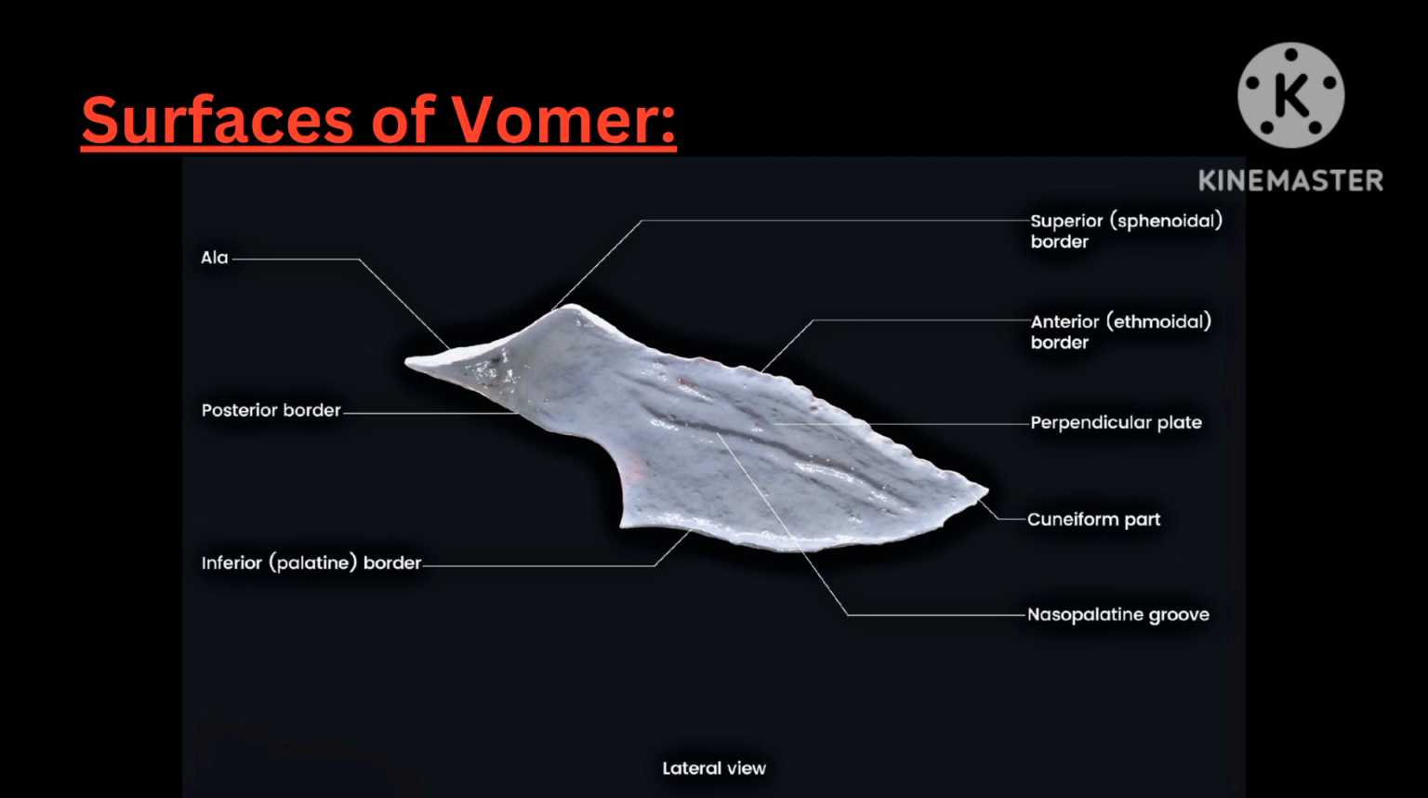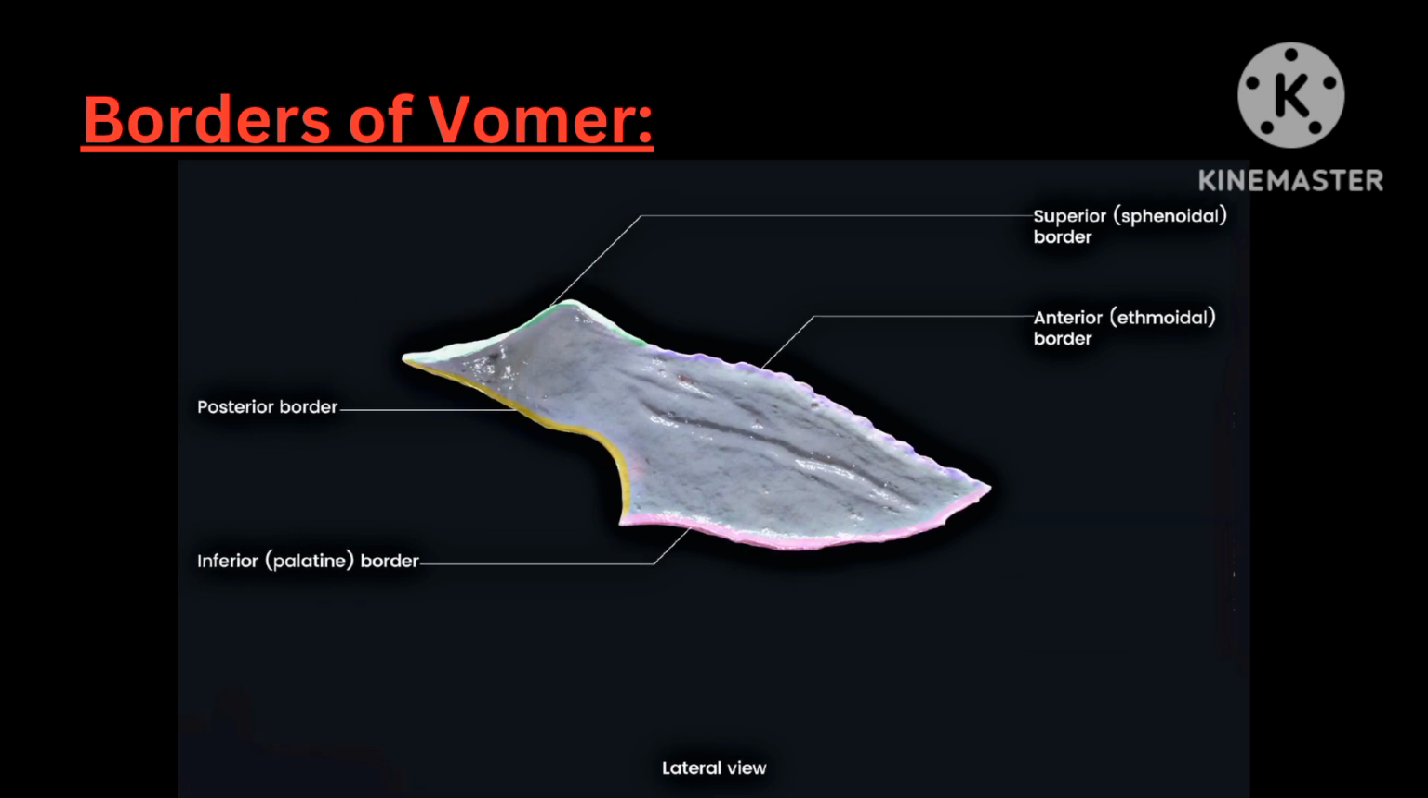The vomer is covered by respiratory epithelium, which traps dust, allergens, and pathogens. The vomer works with the perpendicular plate of the ethmoid bone and cartilaginous septum to maintain septal stability. The vomer has 4 borders.